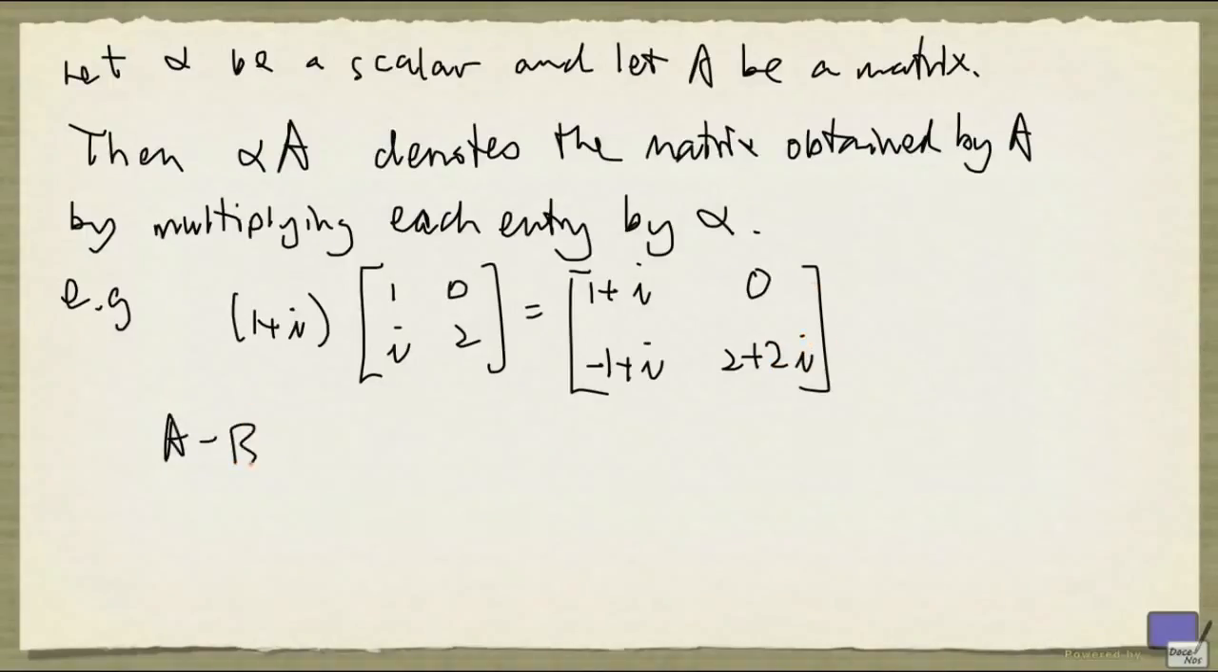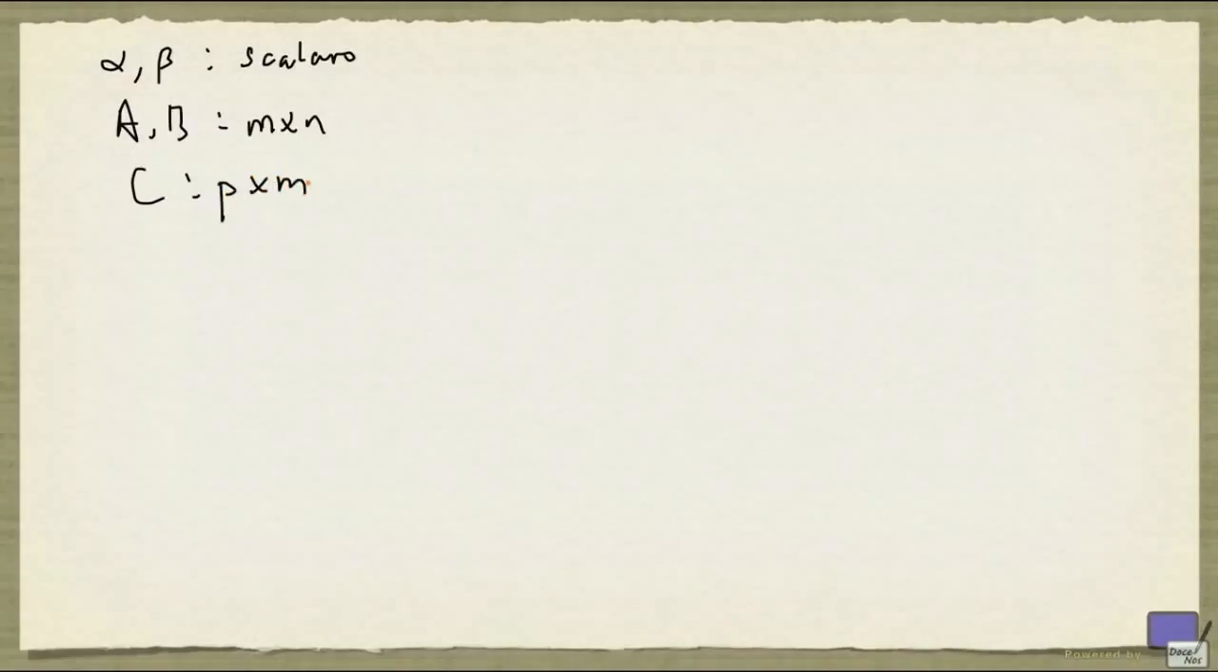And the way matrix subtraction is defined is simply this. We take A plus minus 1 times B. And the negation of a matrix A is defined to be minus 1 times the matrix A. There are a number of properties that involve scalars and matrices. Let alpha and beta be scalars, and A and B be m by n matrices, and C be a p by m matrix.